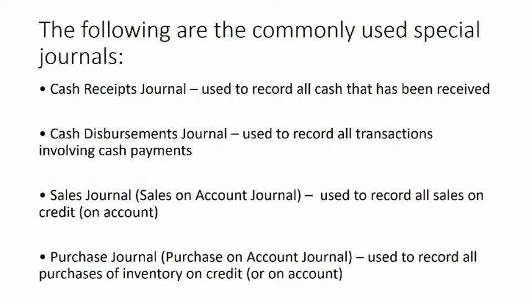namely the cash receipt journal, which is used to record all cash that has been received; the cash disbursement journal, which is used to record all transactions involving cash payments; the sales journal, or the sales on account journal, which is used to record all the sales on credit, or the sales transactions on cash. We also have the purchase journal or purchase on account journal to record all the purchases of inventory in cash or in credit.